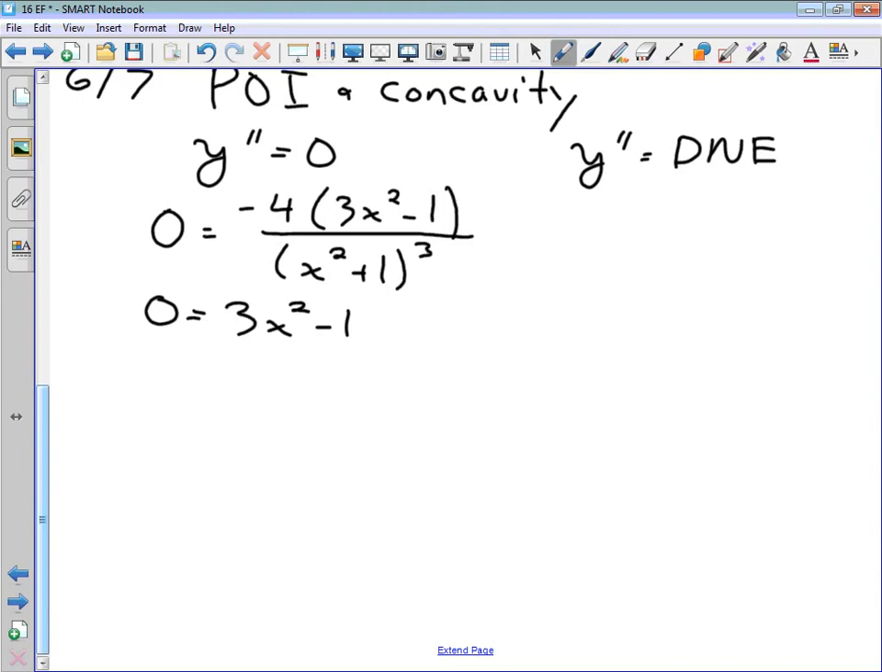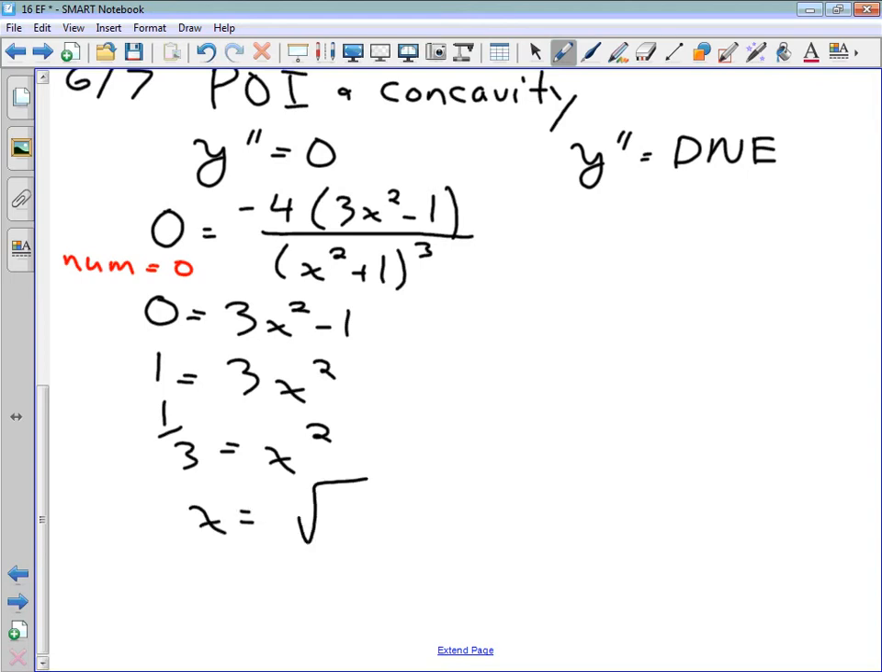Okay. And how do we go about solving this thing? I'm going to take a pause here, and I'm going to write numerator equals 0. How are we going to solve this guy here? Bryn, what do you think? And then divide by 3. 1/3 is x squared. Take the square root of both sides, and what do we get? Root 1/3?